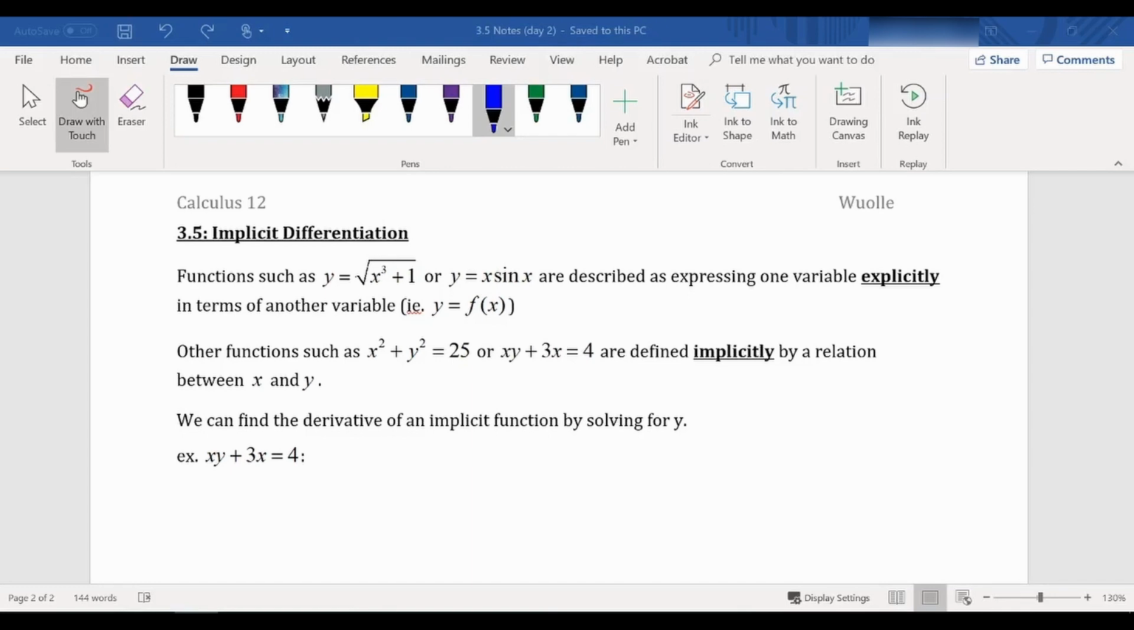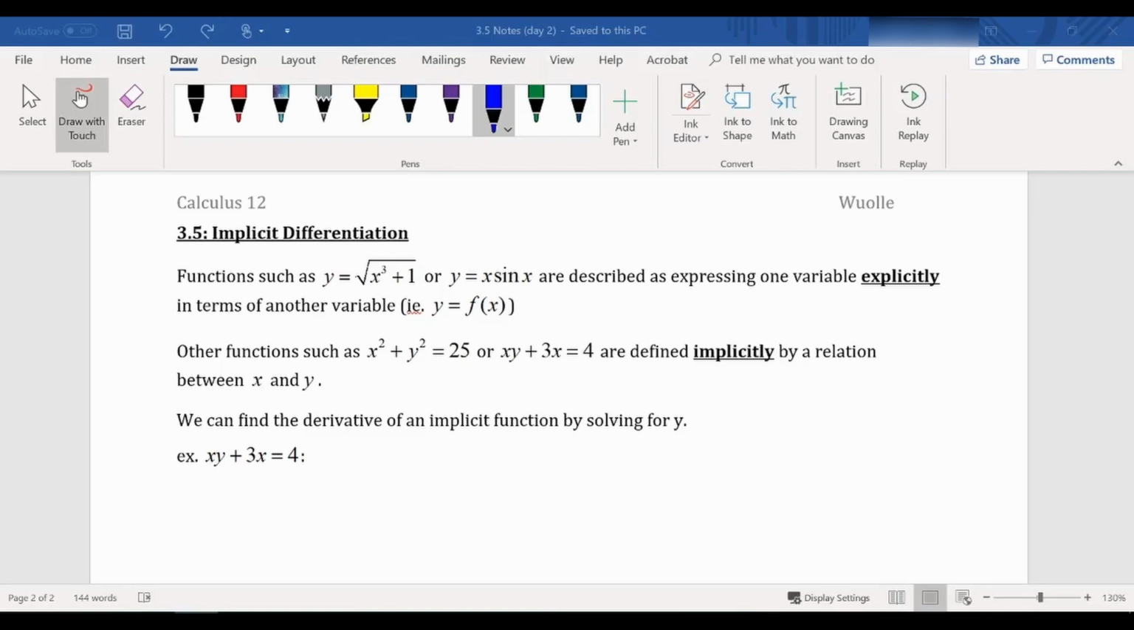So when we look at a function such as y equals square root of x cubed plus 1 or y equals x sine x, these are functions that we can describe explicitly in terms of another variable. In other words, we can easily isolate y and write it in terms of x. So when we find the derivative, we're deriving y with respect to x. If we were to graph these, we would have a y-axis and an x-axis, and therefore the slopes would be change in y over change in x.